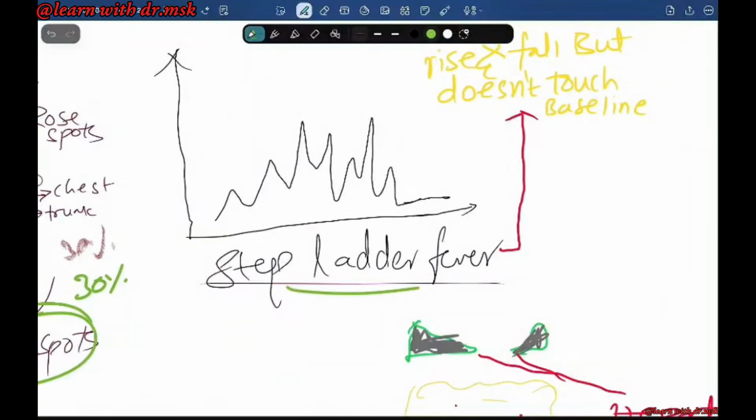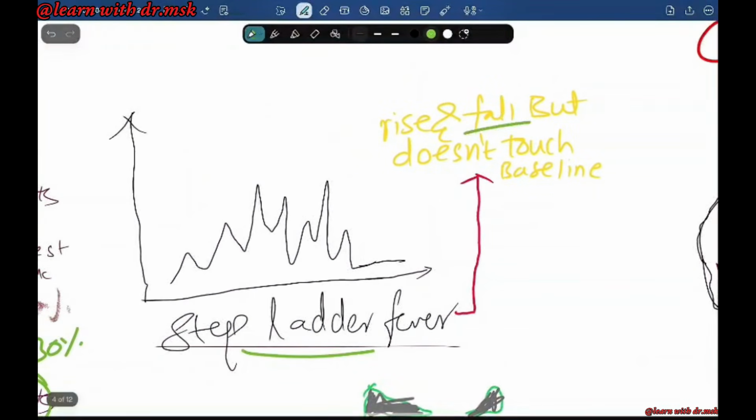And the fever is going to be a stepladder type of fever. What is the characteristic of stepladder fever? It rises and falls, but doesn't touch the baseline.